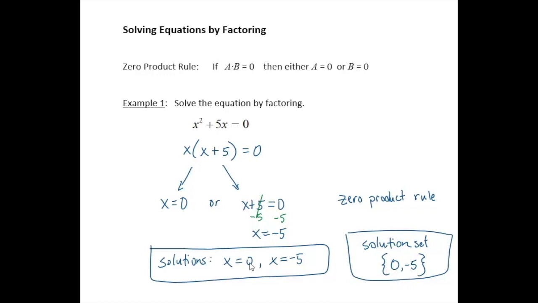Notice that if x equals 0, we get 0 times 5 is equal to 0. If x is equal to -5, we get -5 times 0, which is also equal to 0. You can also check these solutions in the original quadratic equation. In this equation, x equals 0 will give us 0 plus 0 equals 0. And x equals -5 would give us positive 25 plus -25 equals 0.